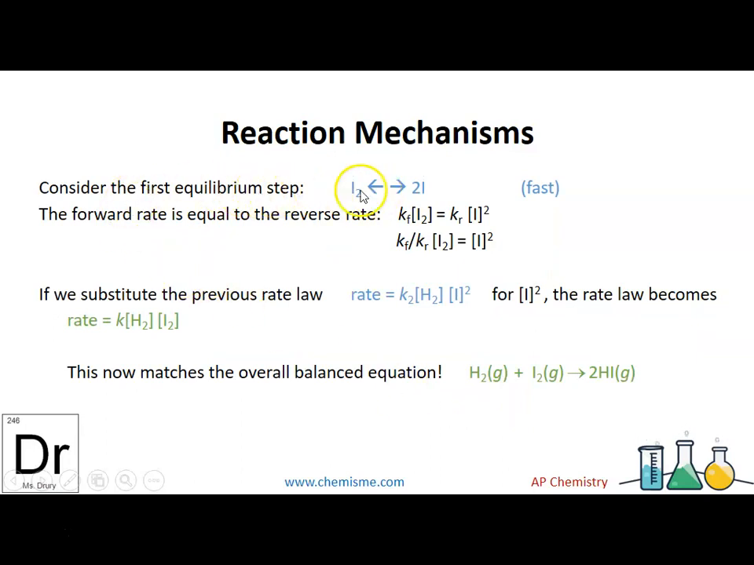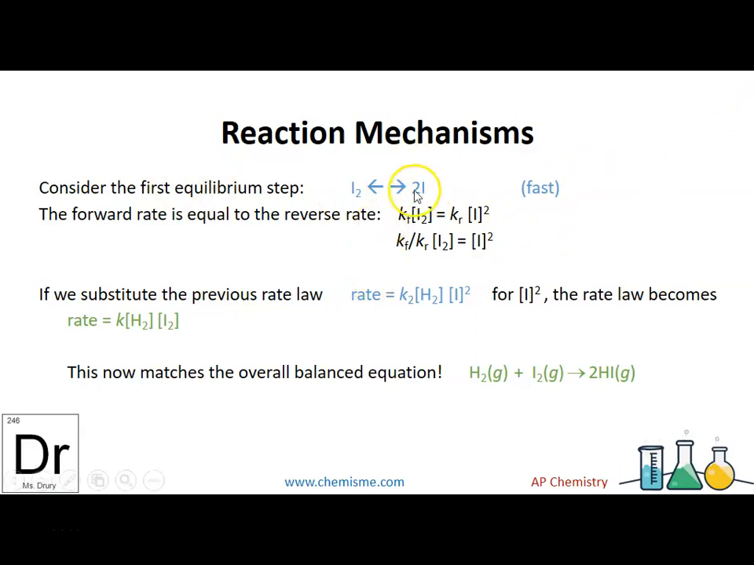Consider that the first step was a reversible reaction. When it's reversible, you can read it forward and reverse. And it was a fast step, so that means we can write two rate laws for that: the forward rate law, which would be kf, forward, times I2, and then the reverse rate law, which would be kr, reverse, times I squared. Why? Because if you read it backwards, I would be the initial reactant, and there's two of them.